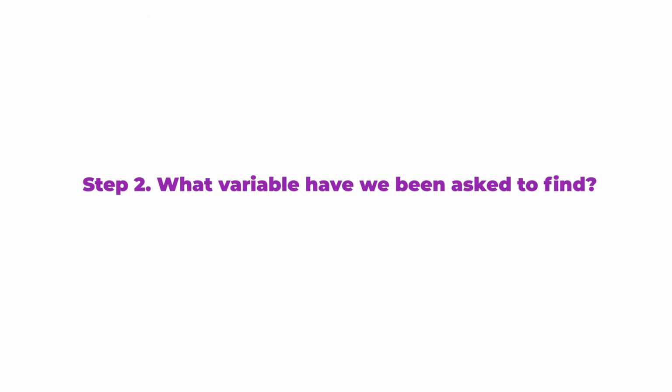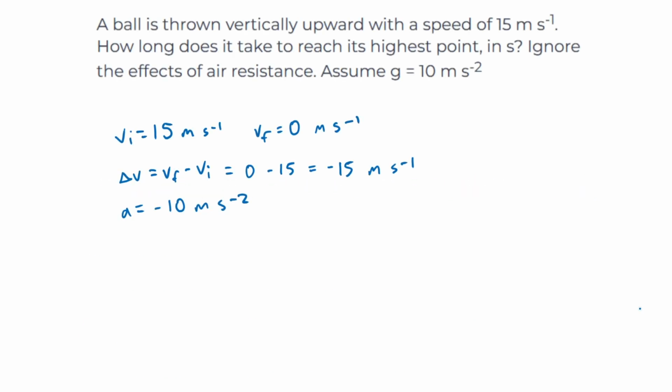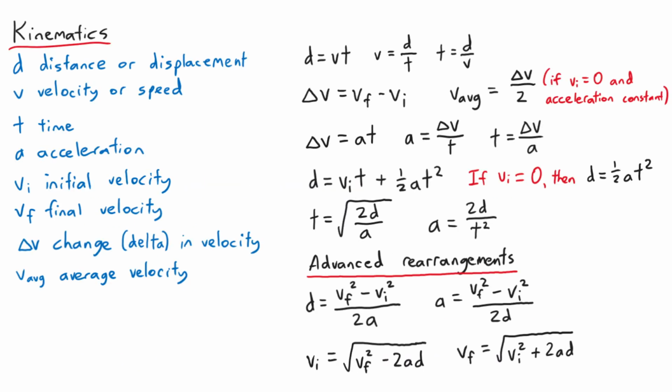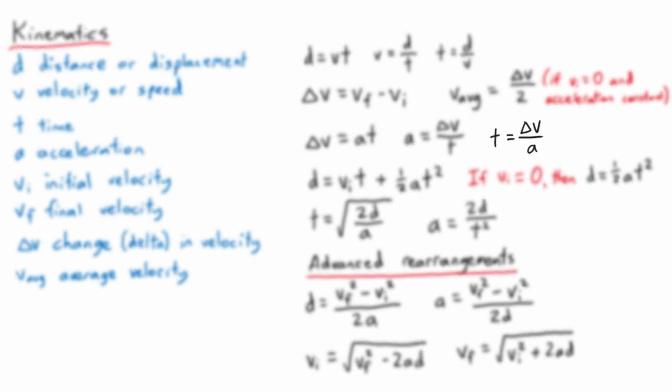Step 2. What variable have we been asked to find? We need to find time, or t, in seconds. So t is equal to question mark in seconds. Step 3. Find the equation that has all of our variables. We want the equation that has delta v, a, and t. We'll use this equation that we used earlier and rearrange it for t.